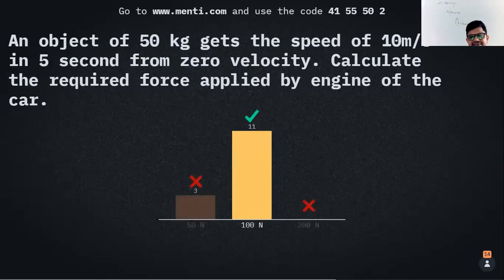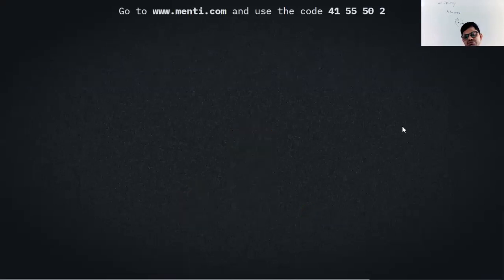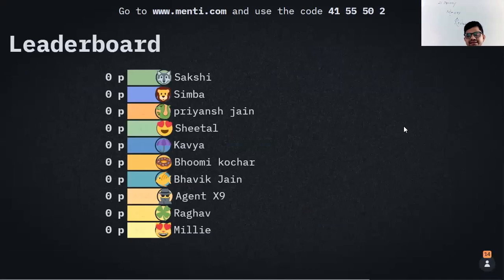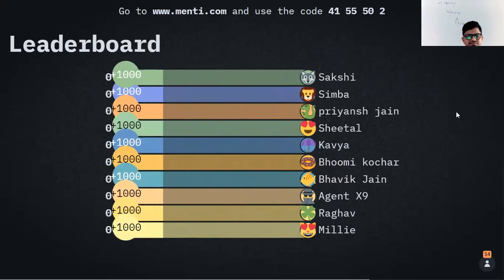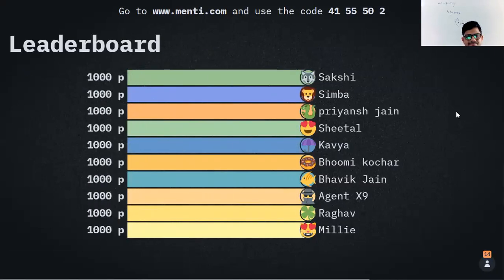So everyone has voted. 11 have given the correct answer, that is 100 Newton. 3 were wrong, that means 50 Newton. So let's see the leaderboard. Okay, Sakshi, Simba, who is this Simba? Priyan, Sheetal, Kavya, Bhumi, Bhavik, Raghav, Mili, they have given the correct answer.